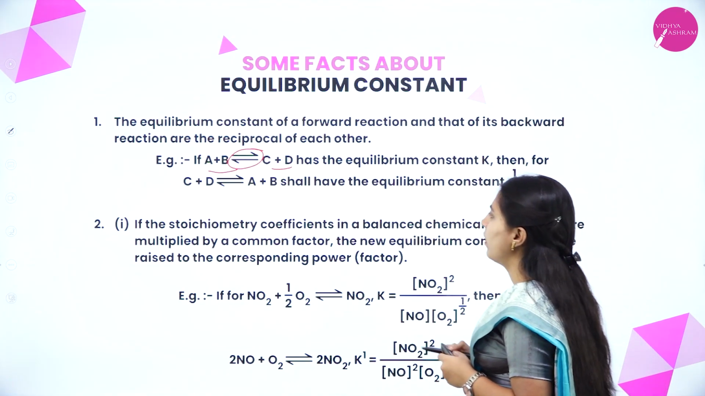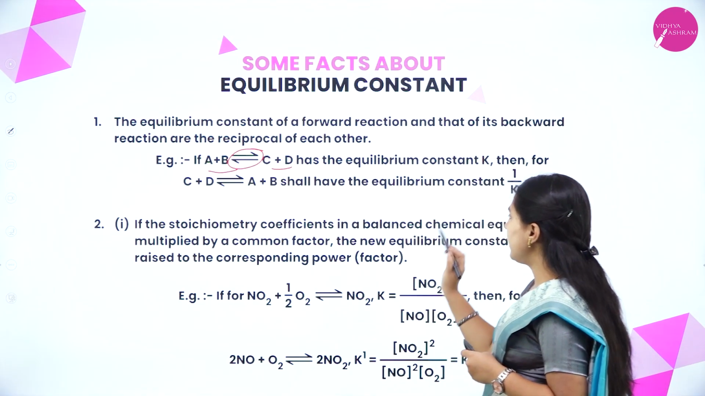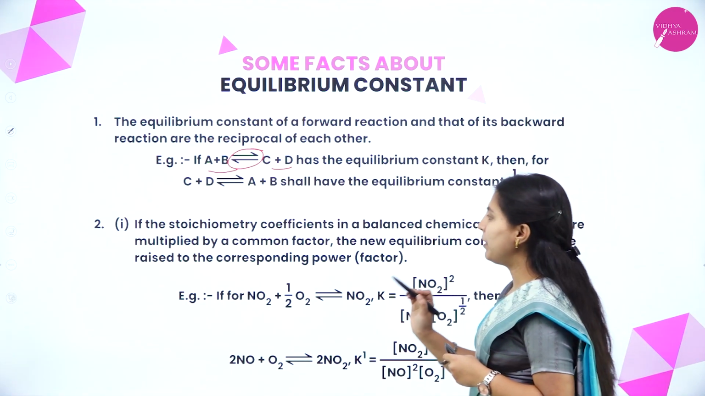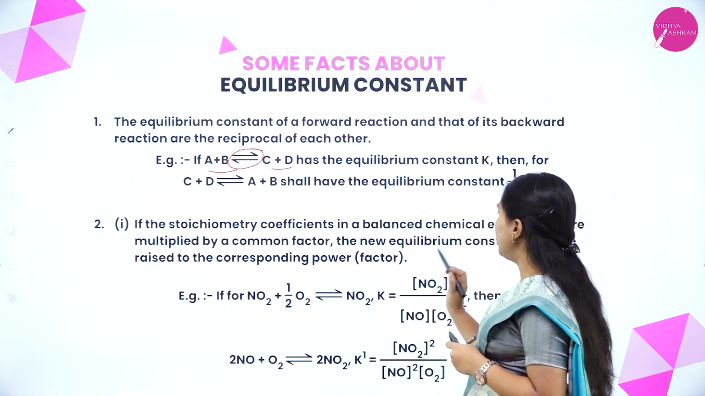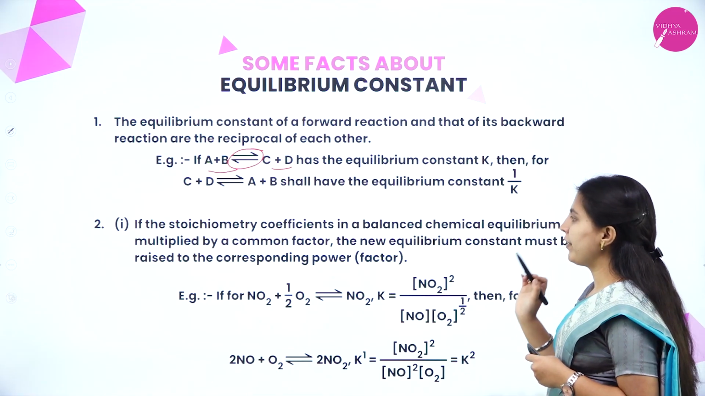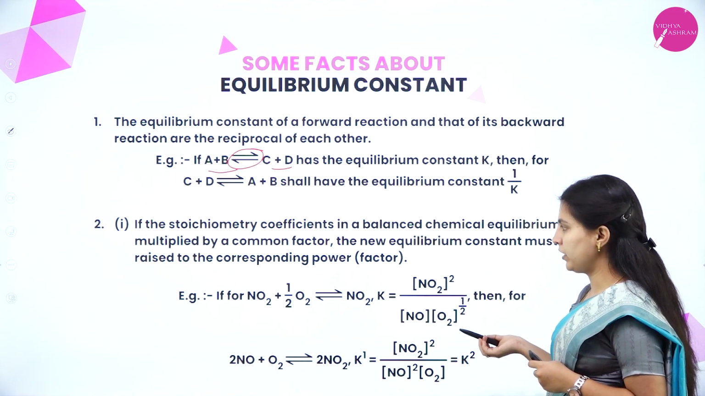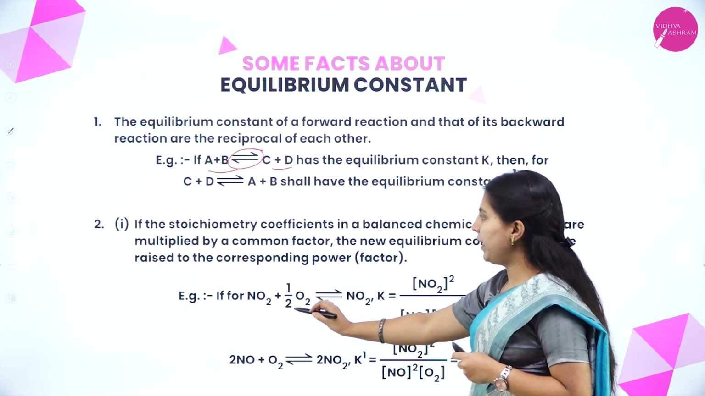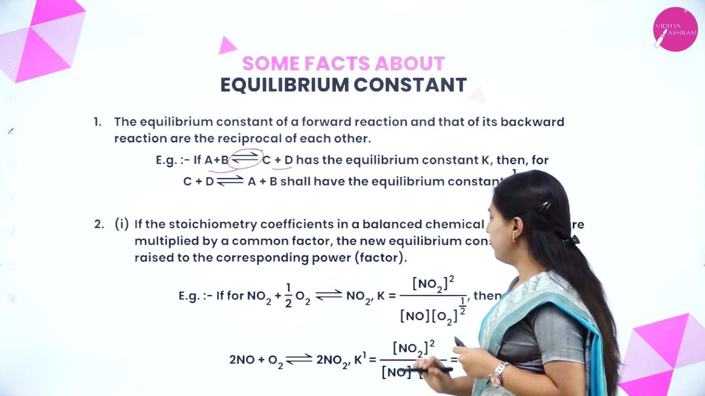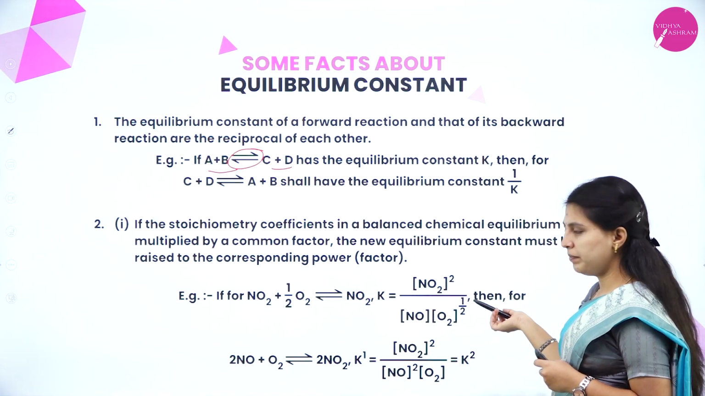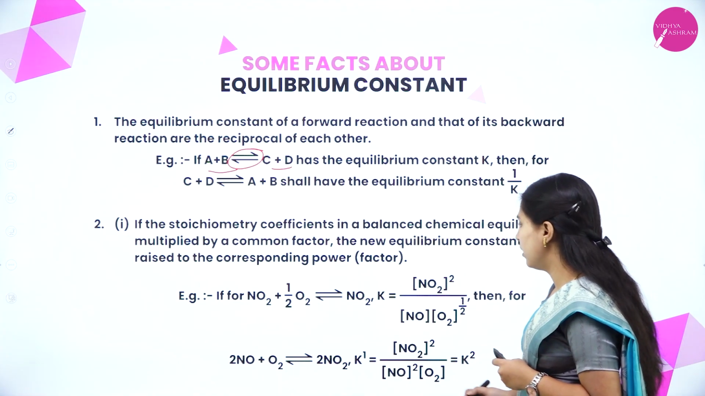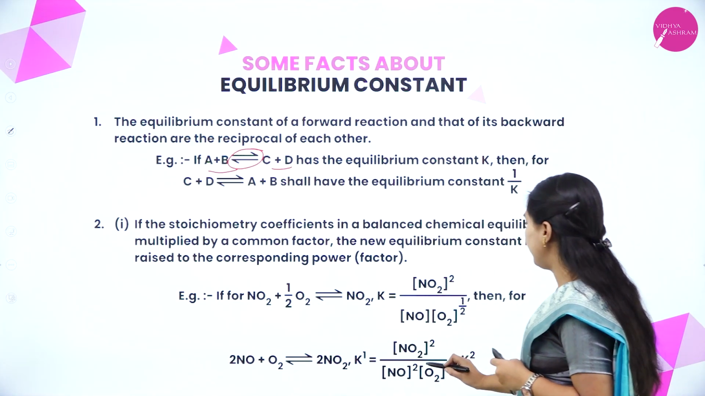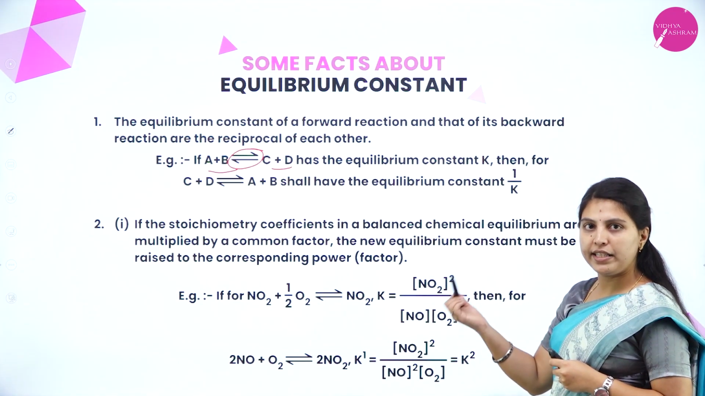If the stoichiometric coefficients in a balanced chemical equilibrium are multiplied by a common factor, the new equilibrium constant must be raised to the corresponding factor or power. If it is multiplied by some common factor, then the power will be changed. See here, for 2NO, the power will be changed or raised.